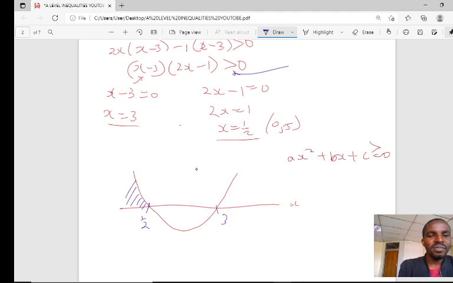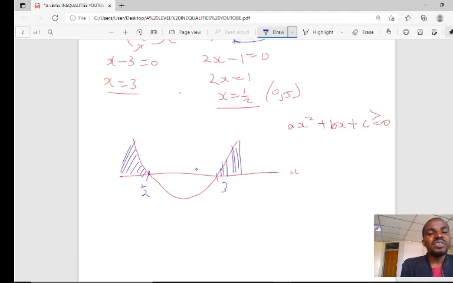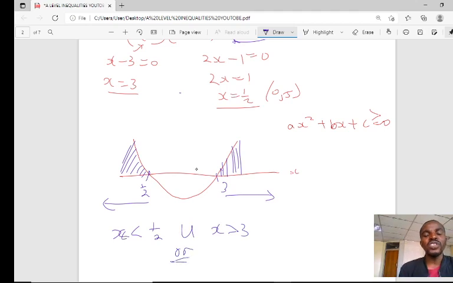So this one is greater than this one. This part also is greater than the x-axis. So your solution will be from minus half going this side, or from 3 going this side. So it will be, let me write it properly, x less than minus half, and or union x greater than 3, like this one. You can put or here instead of putting union, whichever you like, still it works.